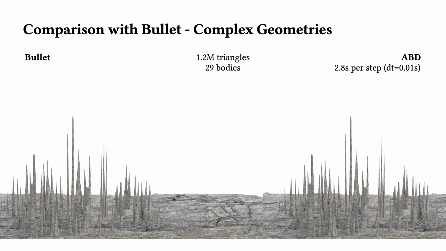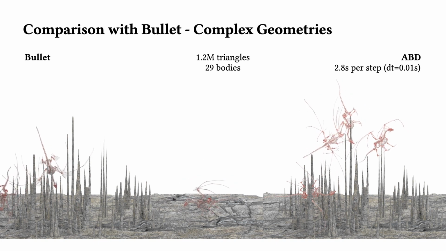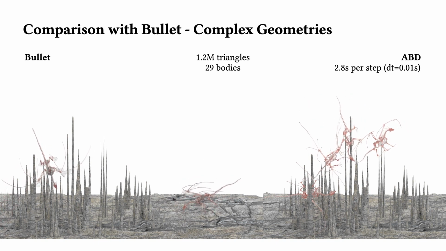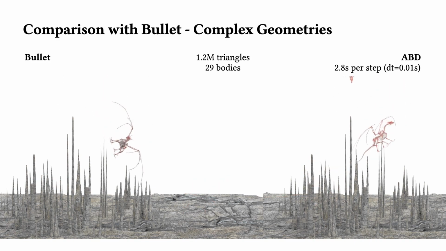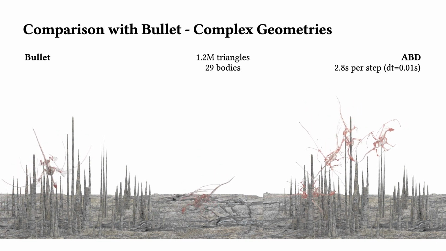Even with the best proxies, many critical details are often lost, resulting in inaccurate simulations as we see here on the left. Here, with the Bullet proxies, the detailed geometry of the intricate dragon skeleton is incorrectly bouncing off the sharp needle tips. On the right, ABD directly simulates on the input triangle meshes, accurately modeling detailed loops in the skeleton being caught on the tips.